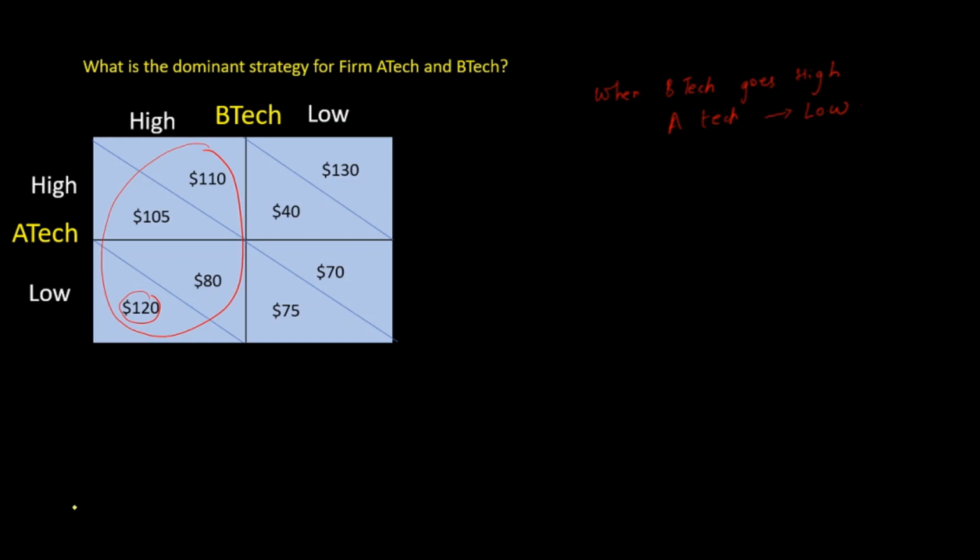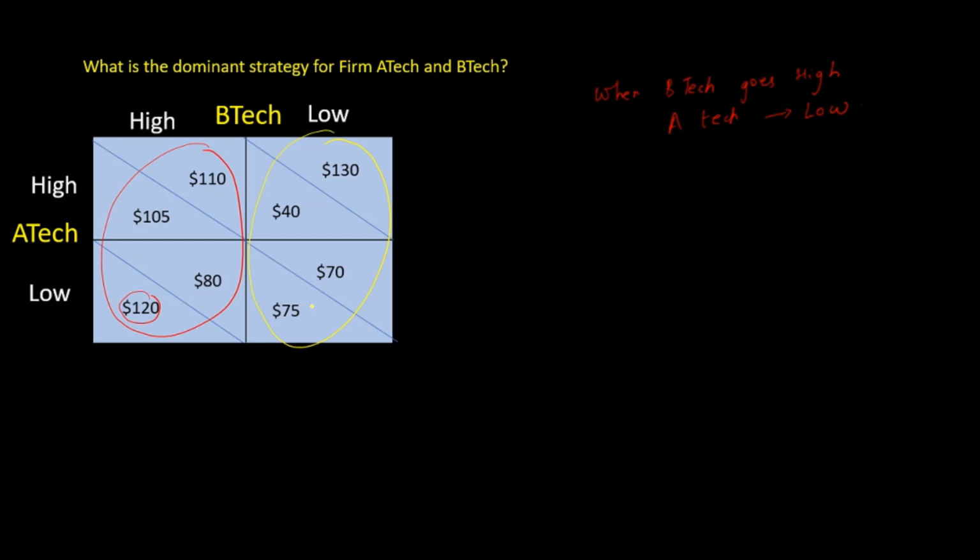Now, what would happen if B Tech charged a lower price? So, B Tech is charging a lower price. So, we are now in this part of the matrix. A Tech has two options now. Either it can go high and earn a profit of $40, which has reduced because it has lost its market share to B Tech, or it could charge a lower price and earn a higher profit of $75.